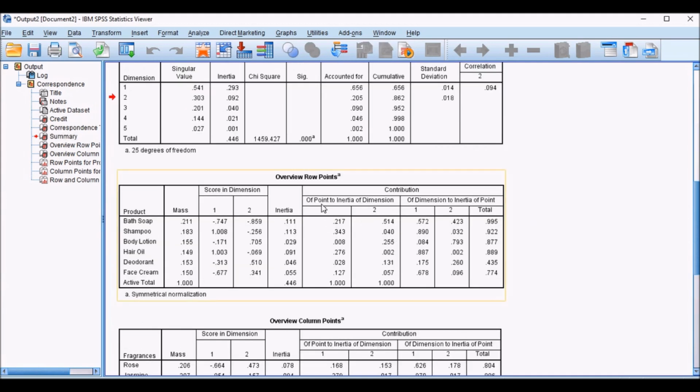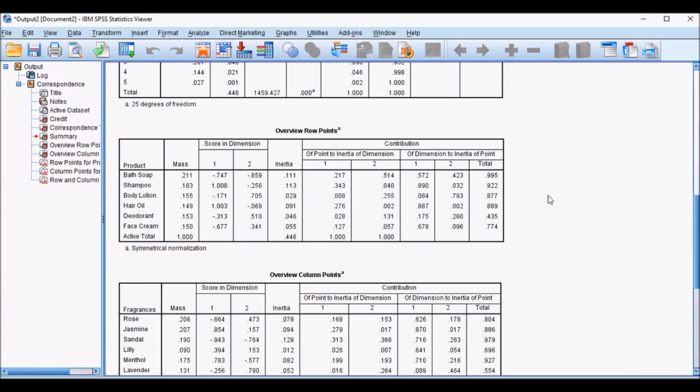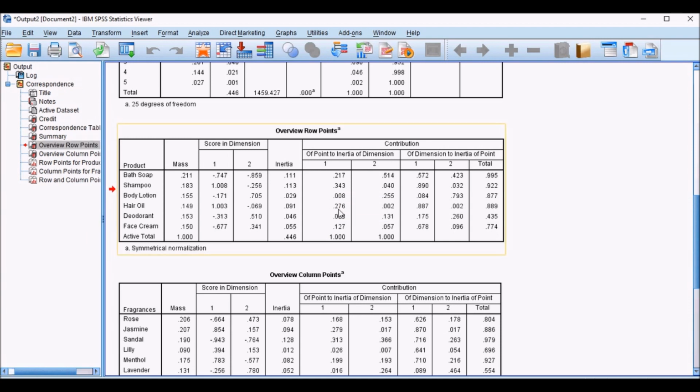Okay, now let us come to rows. Rows means products. Now this table explains the relationship between the product values. That is, we have different types of products. We see this contribution in the first and second dimensions. If you see the first dimension, shampoo is 0.343, which is close to hair oil. The next one is 0.276. This is somewhat closer. The distance I am talking about.